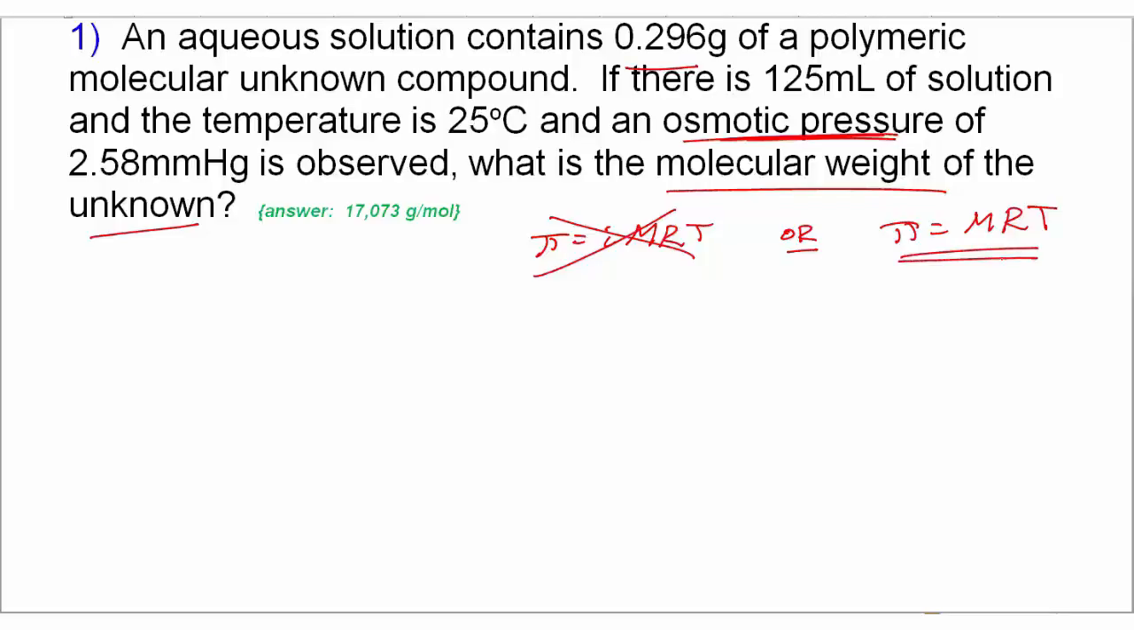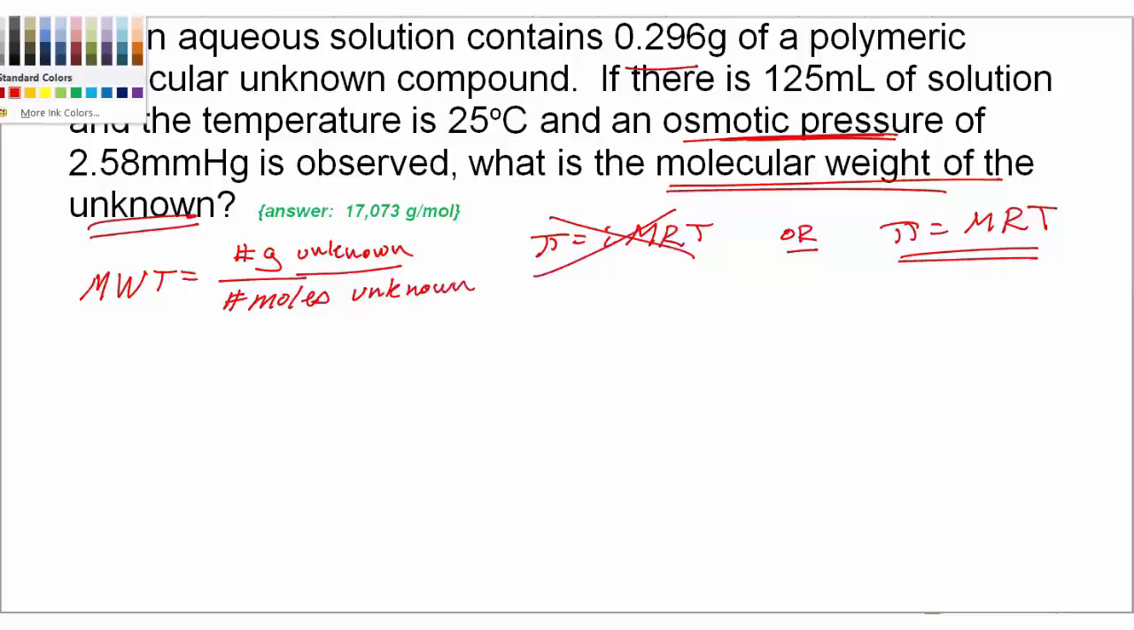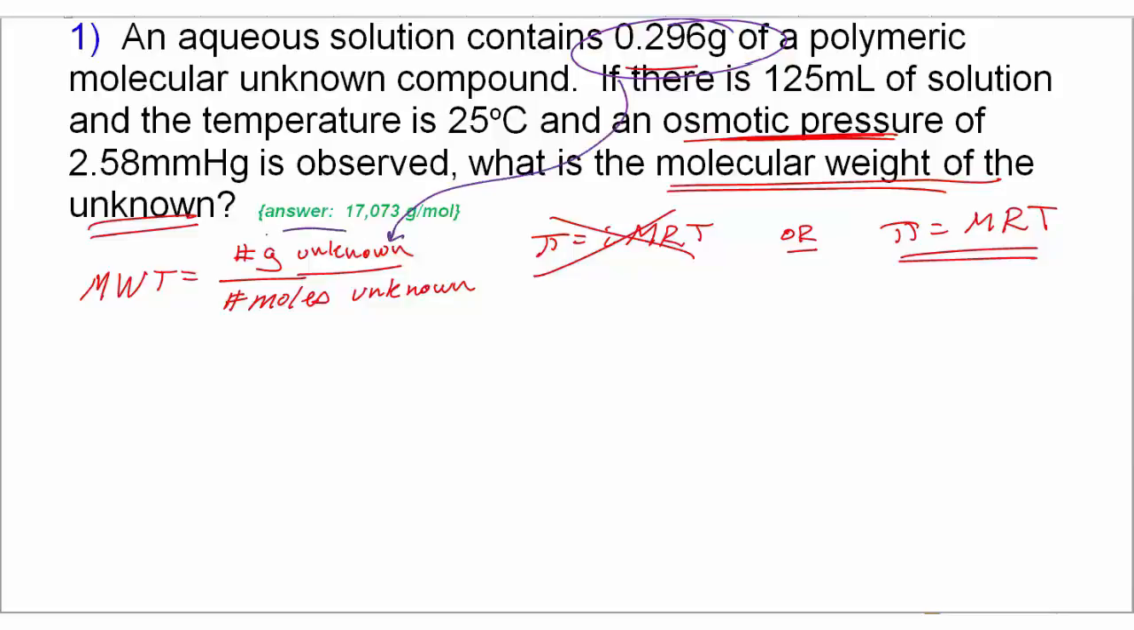Okay. So what's the game plan? The game plan, I think, is molecular weight is always just the number of grams all over the number of moles. So they already told us half the answer. Do you realize it? They want us to find the molecular weight of the unknown. Well, the grams of the unknown, they told us. And we'll just have to calculate the moles of the unknown. Right? 0.296 grams, the grams of the unknown.